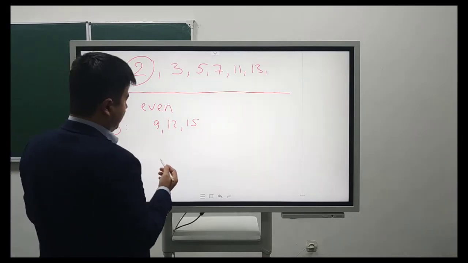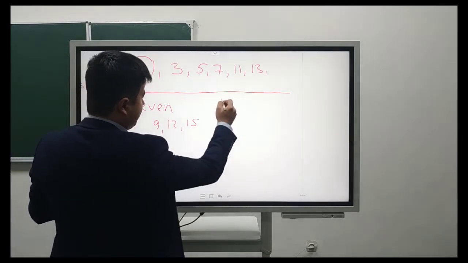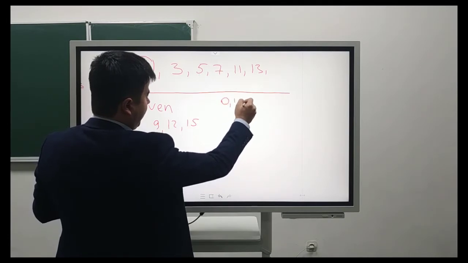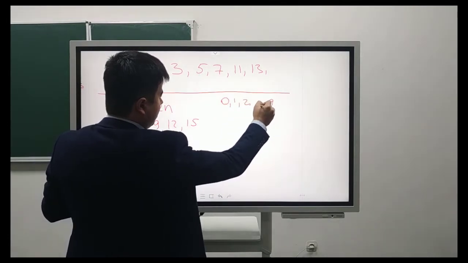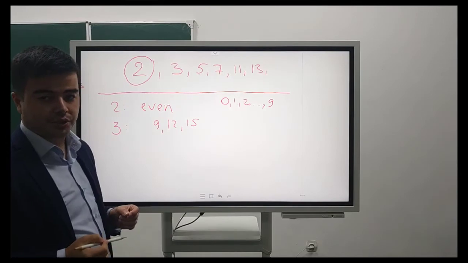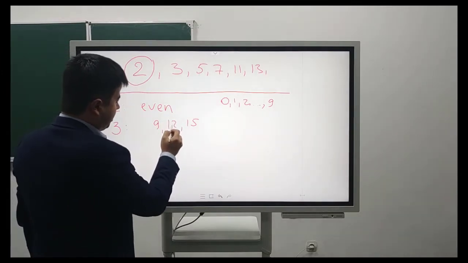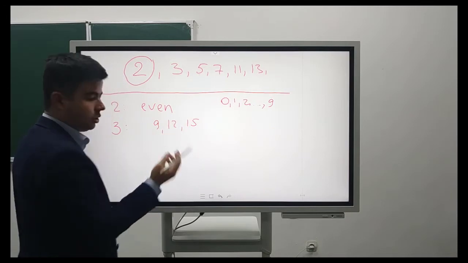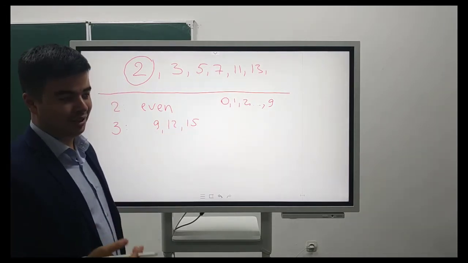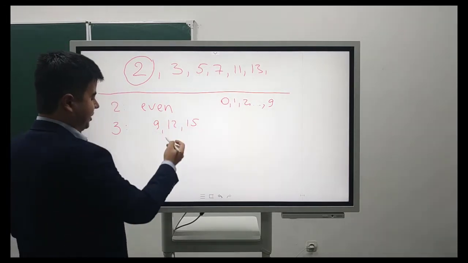What does sum of digits mean? What is a digit? A digit is from 0 till 9. In this case, what digits do we have? 1 and 2. If you add them, it is 3. And 3 is divisible by 3. That's why it's divisible by 3.